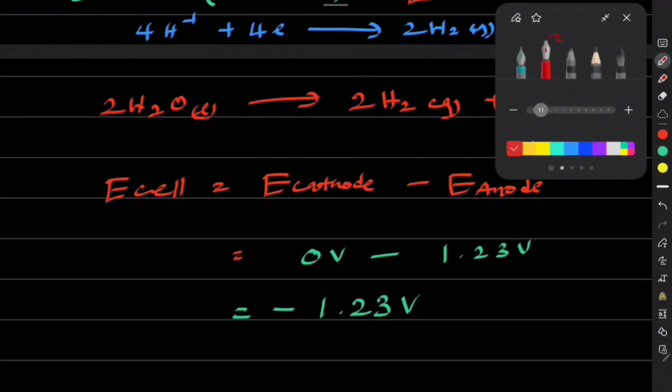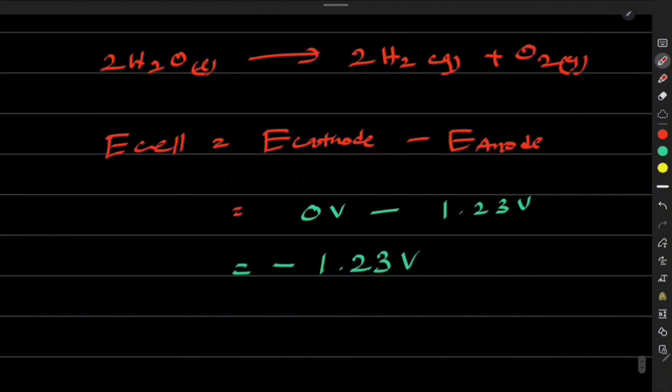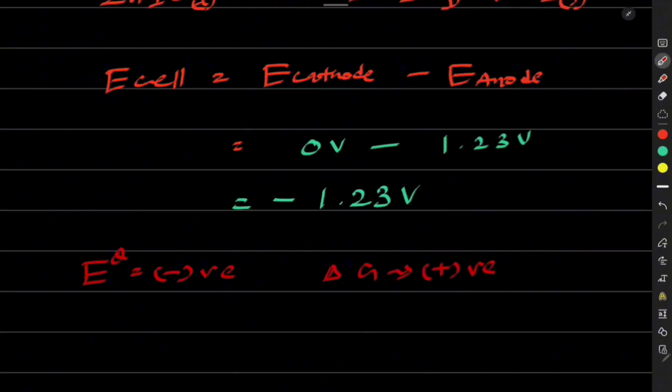When the potential of the cell is negative, delta G will be positive. External electrical supply should be a minimum of 1.23 volts.